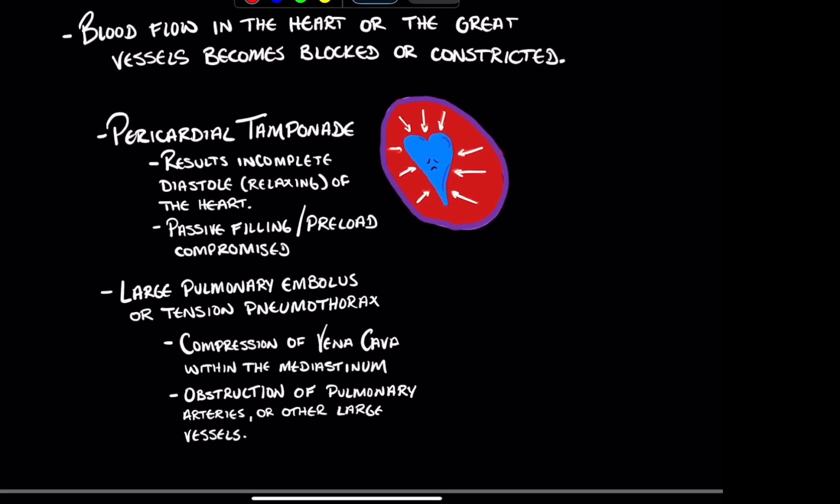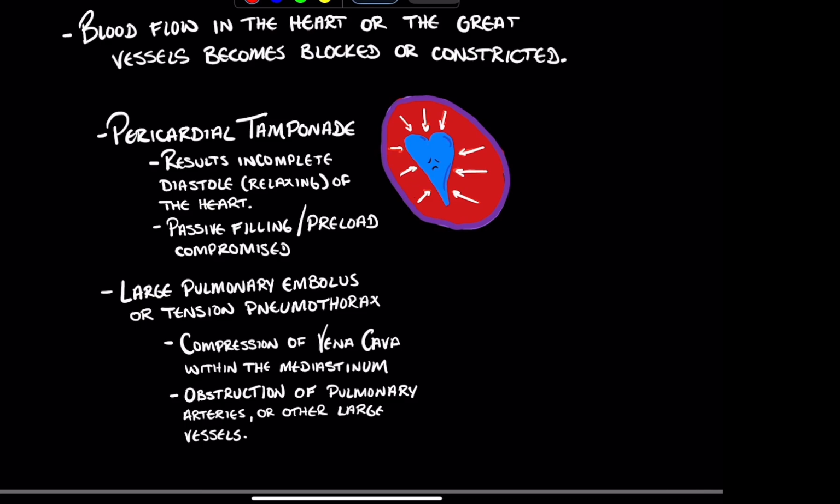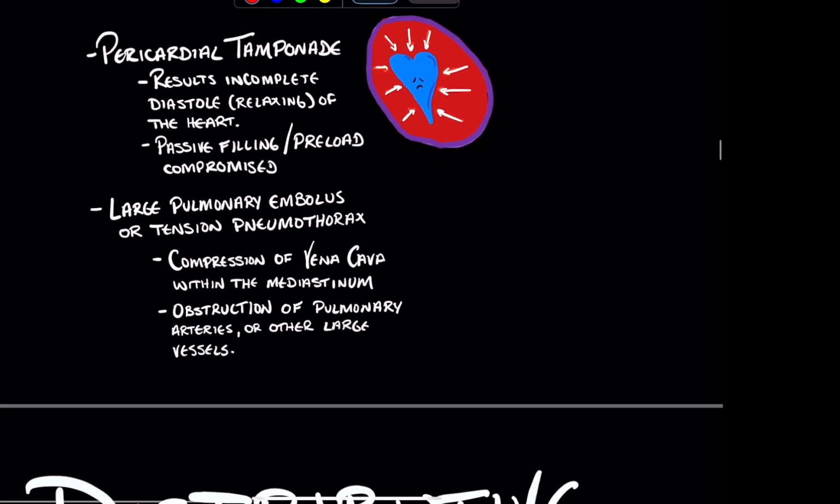Things you can look for with pericardial tamponade are distant or muffled heart sounds, and narrowing pulse pressure. Those are the two big ones that you'll begin to see. The other big one is going to be a large embolus of the pulmonary arteries or veins, and/or a tension pneumothorax is the other one.